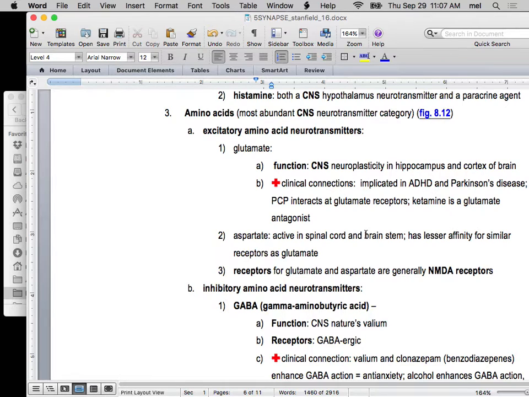PCP interacts at glutamate receptors, and this is the drug you might have heard of when you hear, oh, there's a 150-pound dude and it took 8 cops to bring him down, or somebody decided they could fly off the top of a building. So it makes you kind of aggressive, not sleepy, with an unrealistic expectation about your own personal capacity. Like you're 10 foot tall and bulletproof. And so that is angel dust, or PCP.